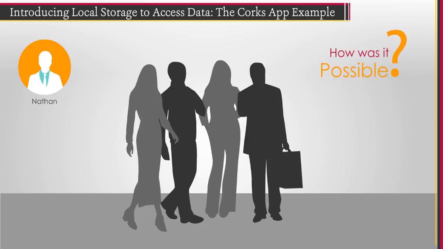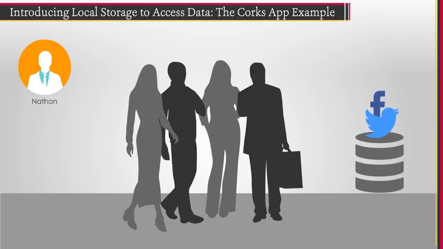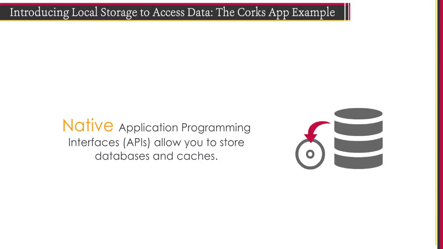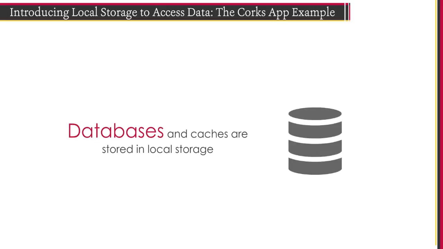How was this possible? Well, his app cached data from Twitter and Facebook and stored it in the local storage of the mobile. Let's now discuss how apps can cache data from external sites. With native application programming interfaces, APIs, you can store databases and cache large datasets without requiring the application to contact the server every time a user navigates to an existing page. The databases, caches, and datasets are stored in the local storage of the mobile device.